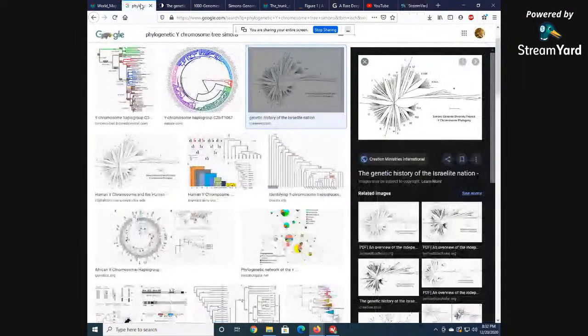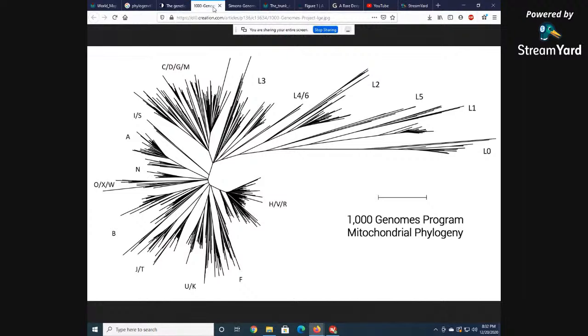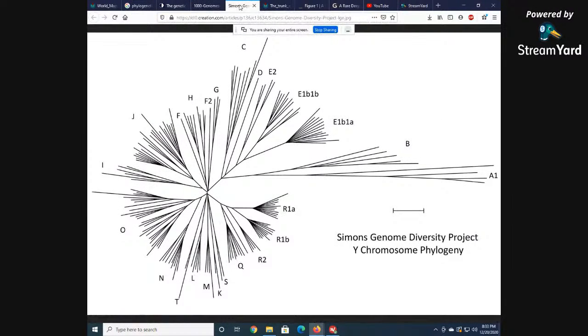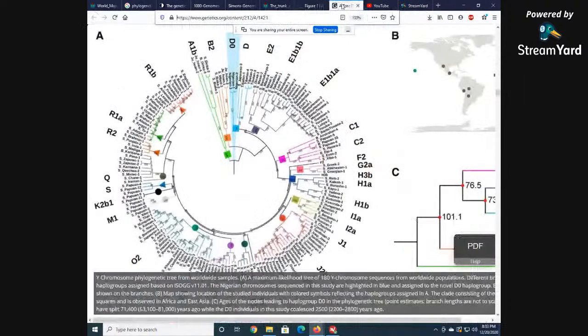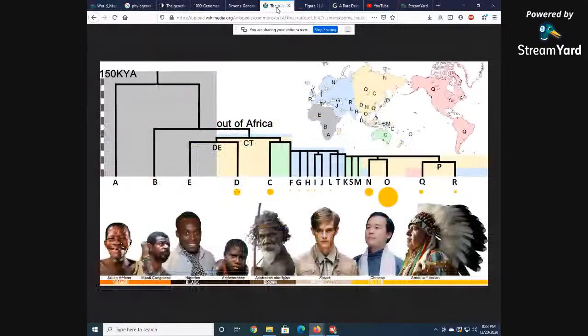What do we have here? Of course, this is the mitochondrial DNA. We have the Y. Oh, this is the mitochondria. Wait a minute. Okay, the mitochondrial. This is the Y chromosome. Here's another chart here. But basically, what did I want to show you here? Hold on. This one here. No. This one here. Yeah.